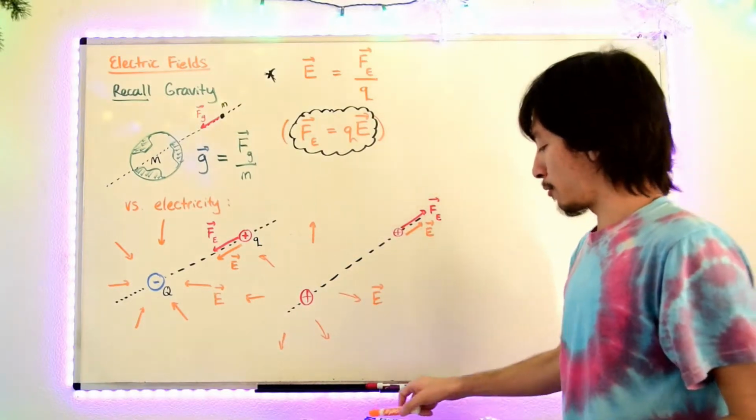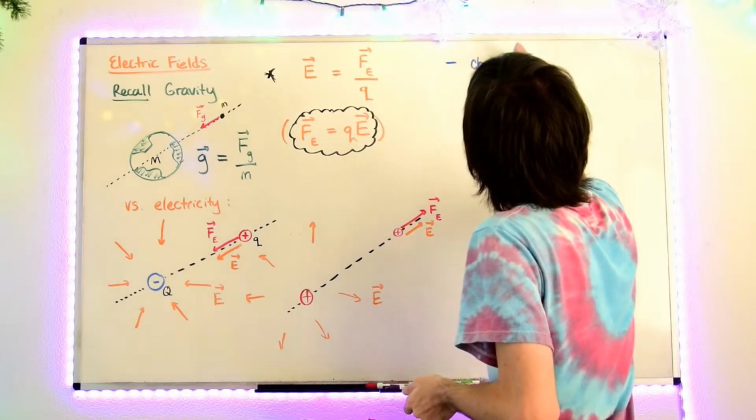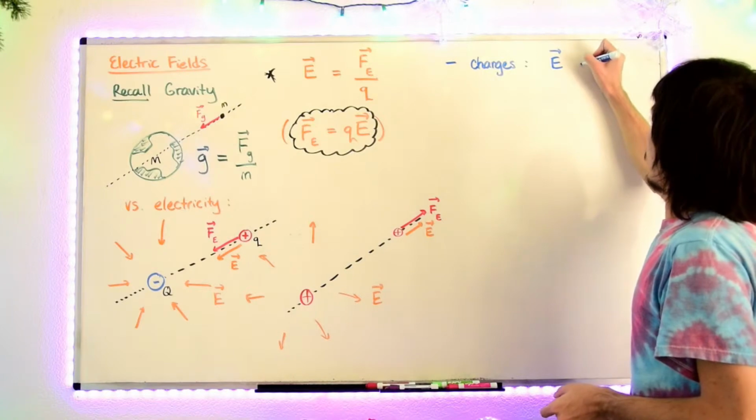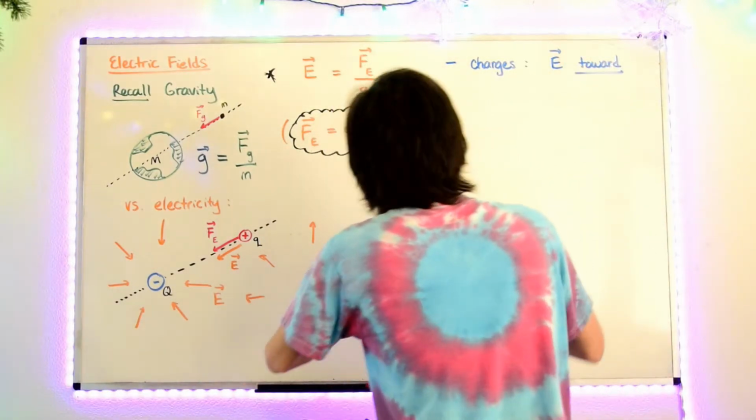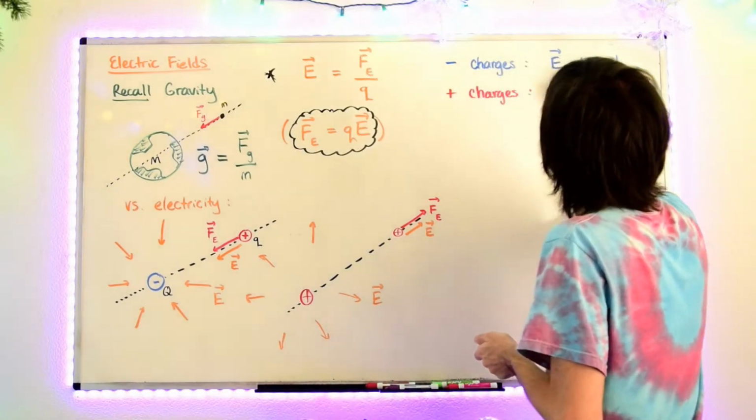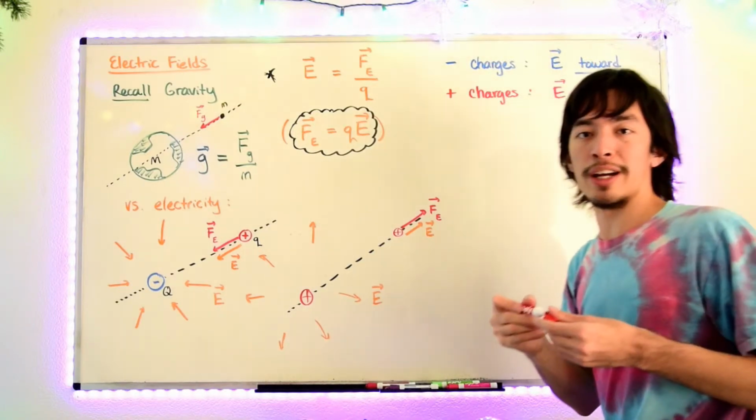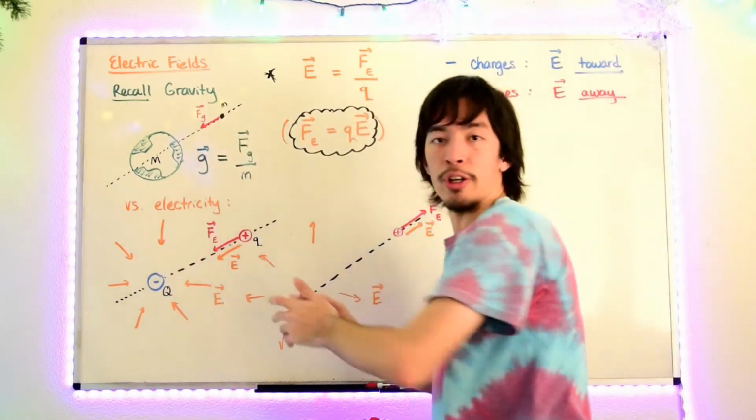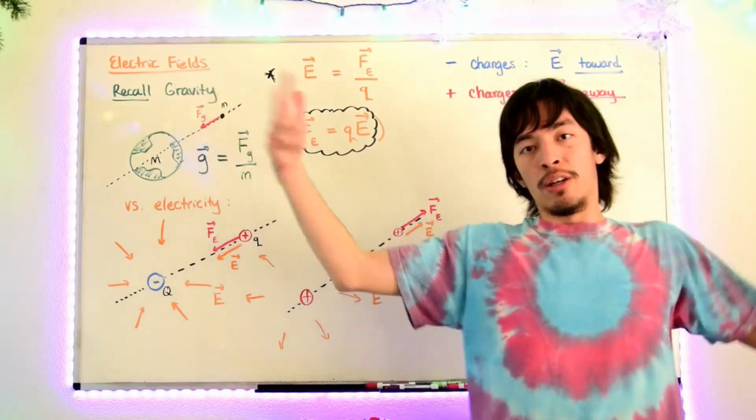So we find that for negative charges, the electric field points toward it, and for positive charges, the electric field points away from it in every single direction. This is how it works for point charges. Every time you have a point charge, the electric field will either point all away or all towards it.